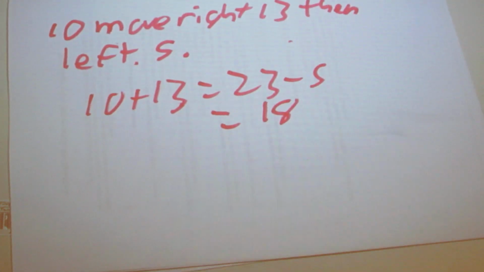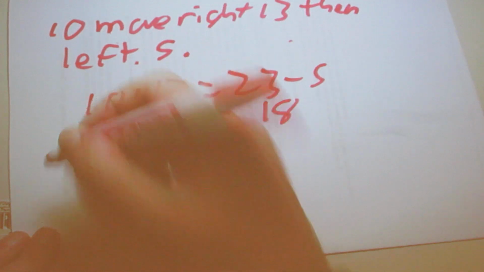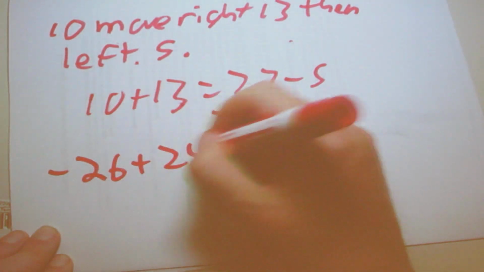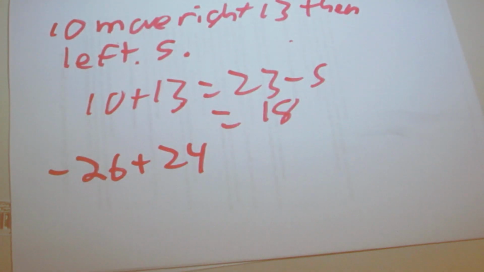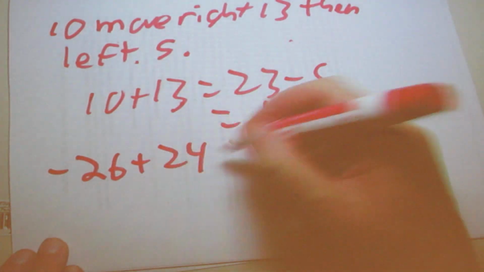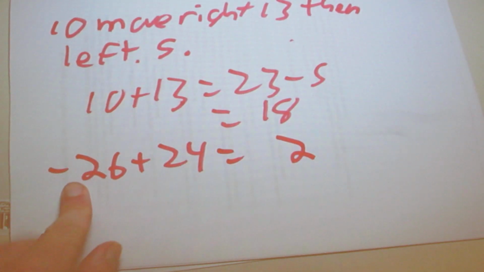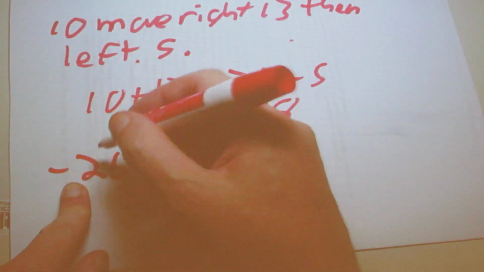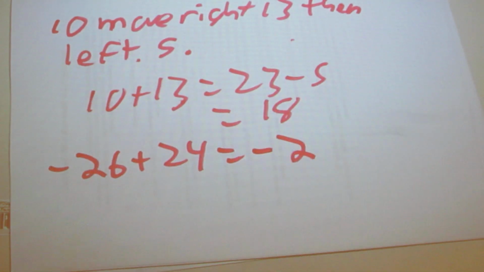Now we're going to go back to adding and subtracting, but this time we're going to have negative numbers involved. So let's say we have negative 26 plus 24. We have two numbers we're adding, and they have different signs. So we're going to subtract the larger absolute value, which is 26, minus 24. We're going to get 2. And since 26 has a negative and is the bigger of the two, the answer is negative 2.